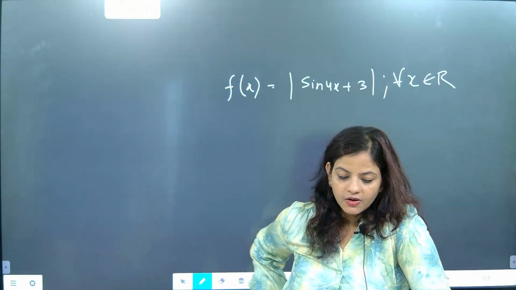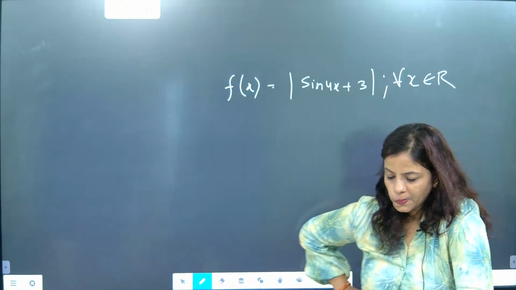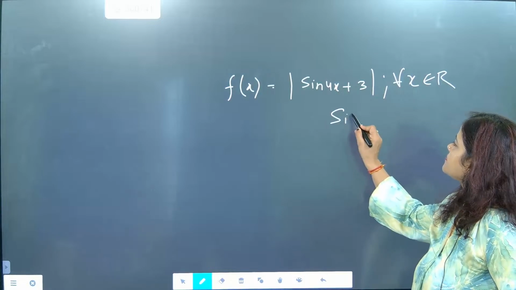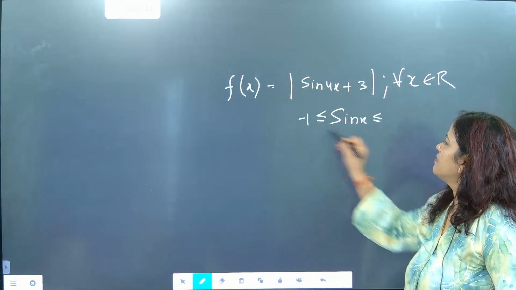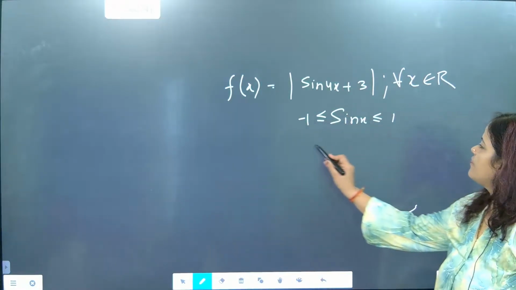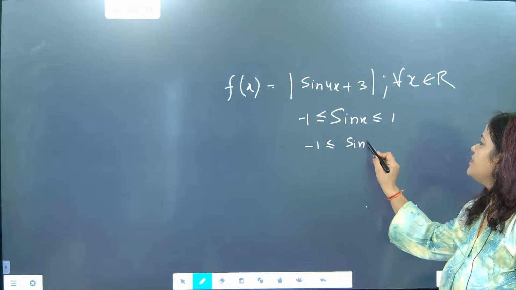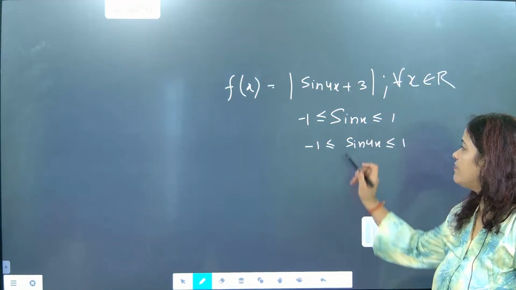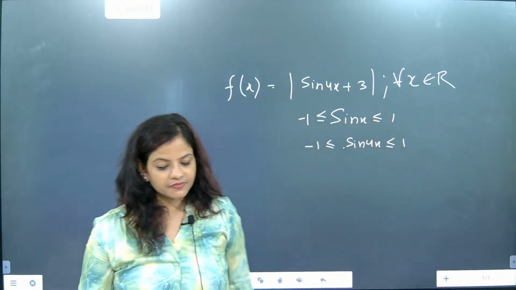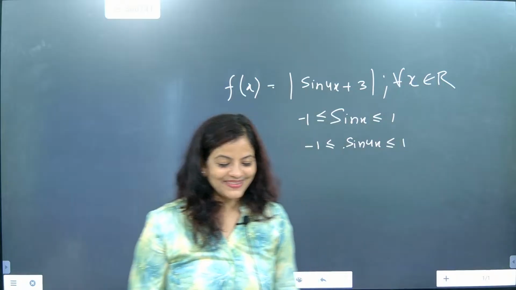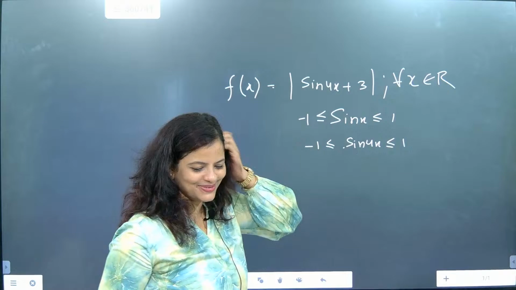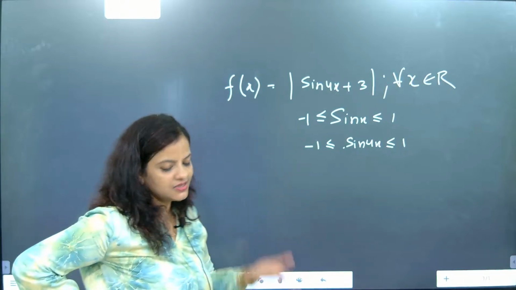Minimum, maximum value, has anybody got it? See, it's an easy concept, understand. Sin x has minimum -1 and maximum 1. If I change the angle, that will also not change anything. So if I write it for sin 4x, it's the same thing, beta. Do not convert sine to cos, solve without converting sine to cos.